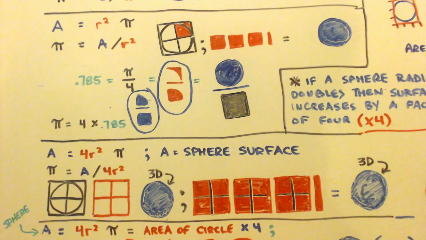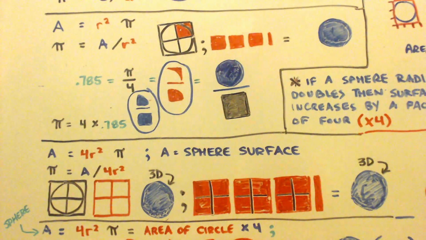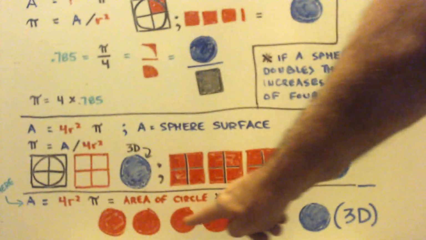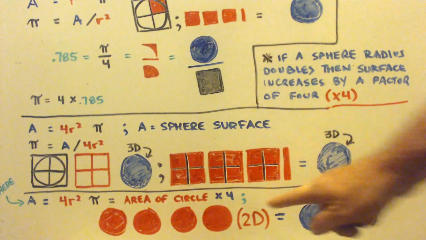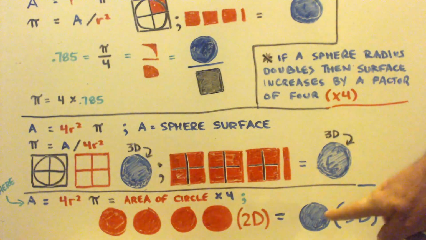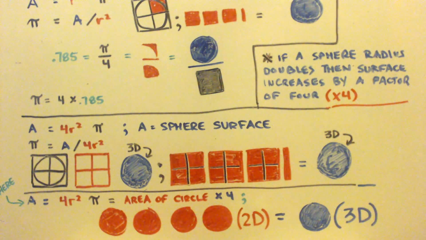See how there's 4 sides? Not really, but it's just a nice way to, it's an analogy. The area of these 4 circles, 2D circles, is equal to, right? Equal to the surface area of this 3D sphere.